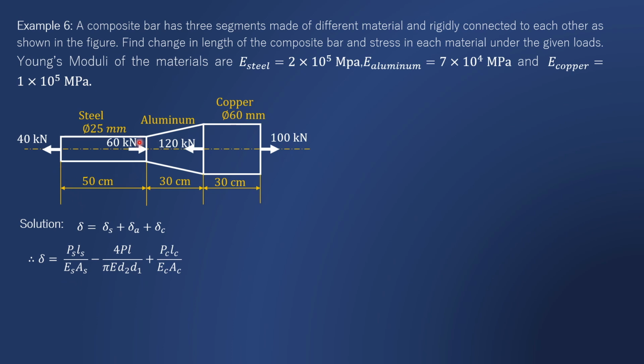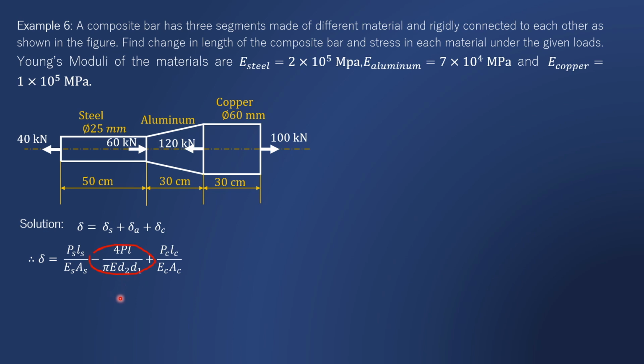Now for a bar of uniform cross section, the formula is PL by EA. Delta 2 formula is, check here. We have derived this formula in this video earlier. And the third portion is copper, again uniform cross section, so PL by EA. Corresponding formula we are just using. Middle portion is uniformly varying cross section, so the formula is 4PL divided by pi E d2 d1.